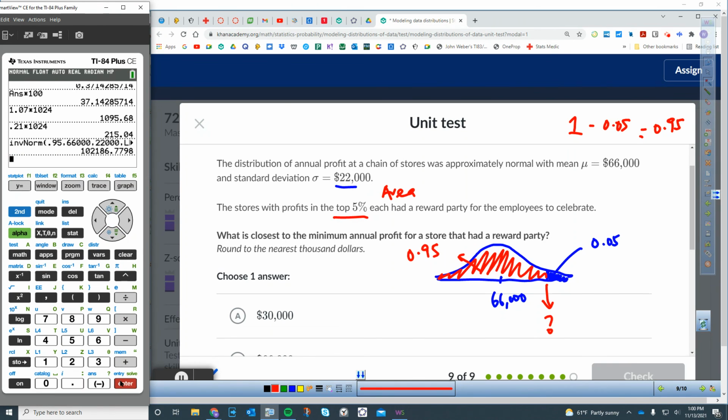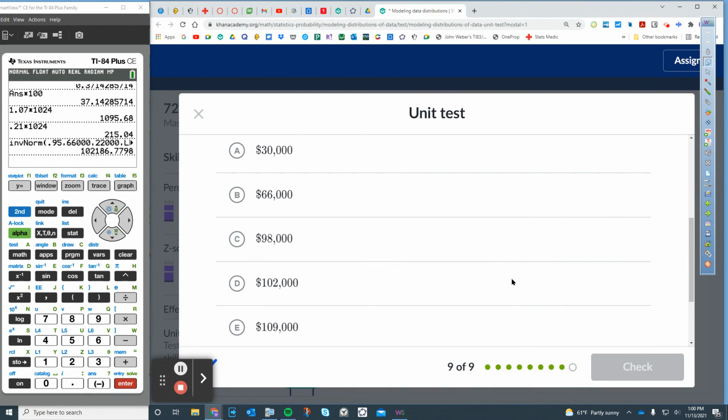So paste, ta-da! So this value, ladies and gentlemen, is 102,186.8. Round to the nearest thousand. So nearest thousand, I need to look at this number, which is 1. So you round down. So the answer is 102,000. So it's about 102,000. 102,000 right here.